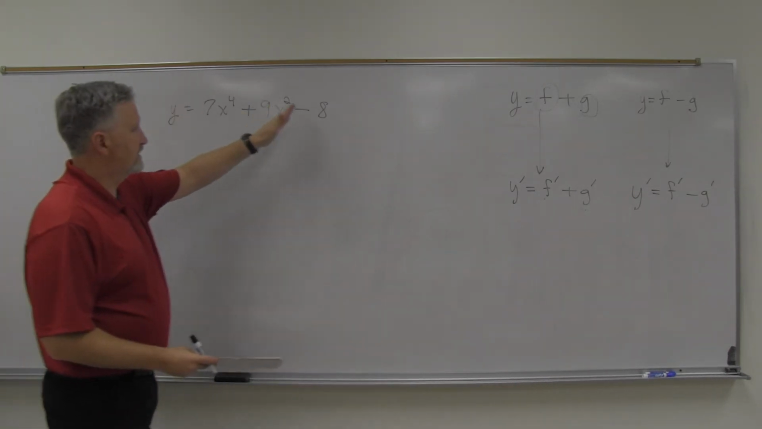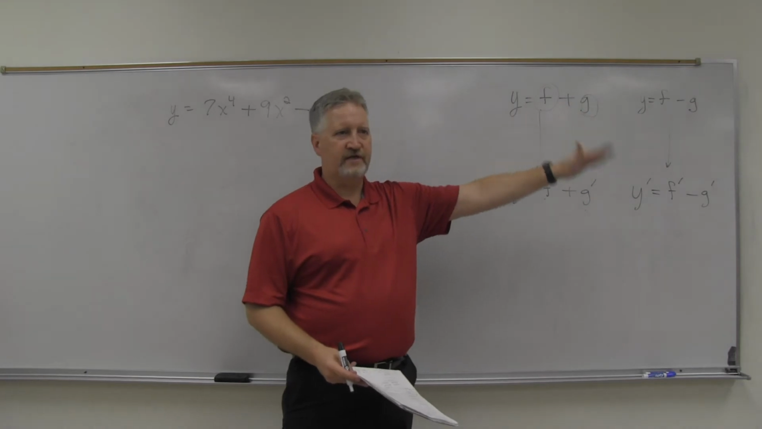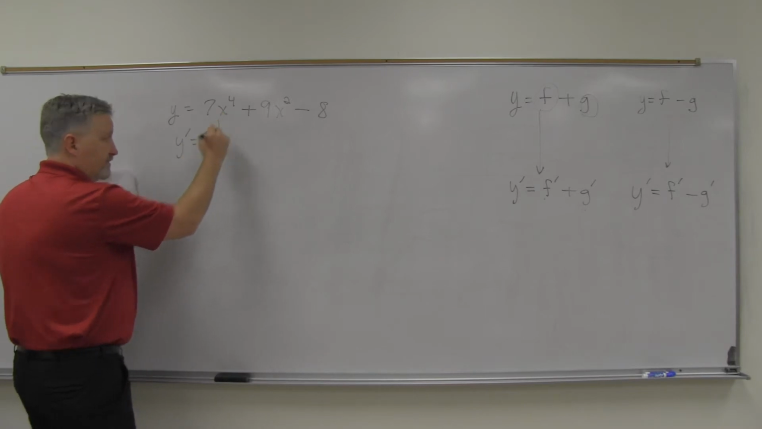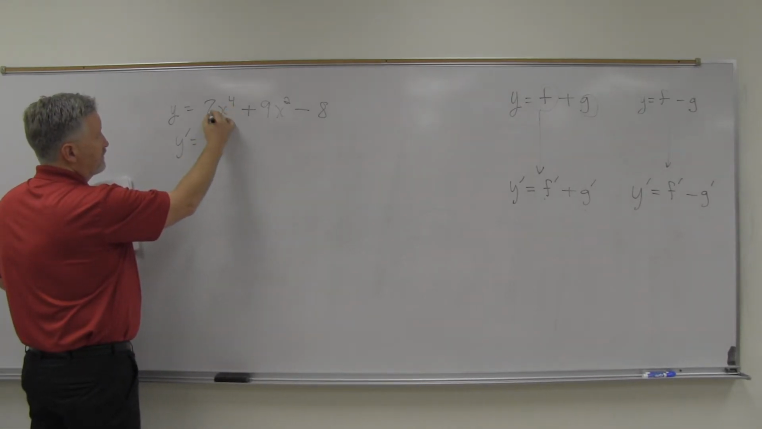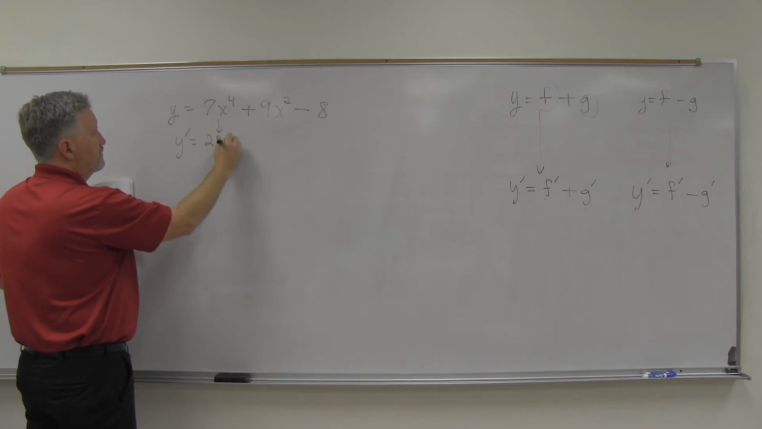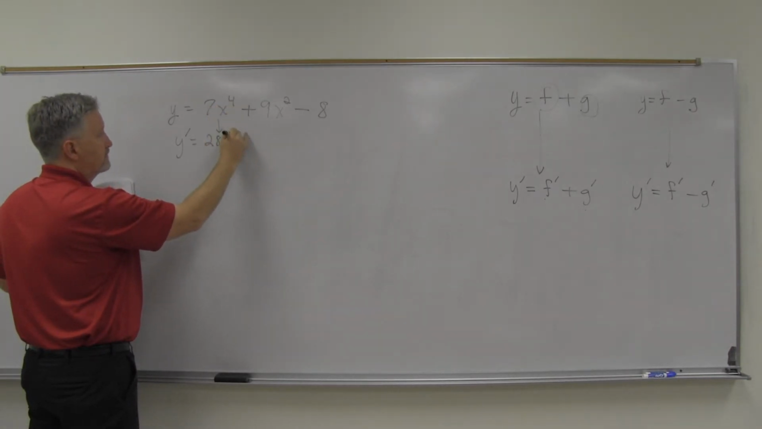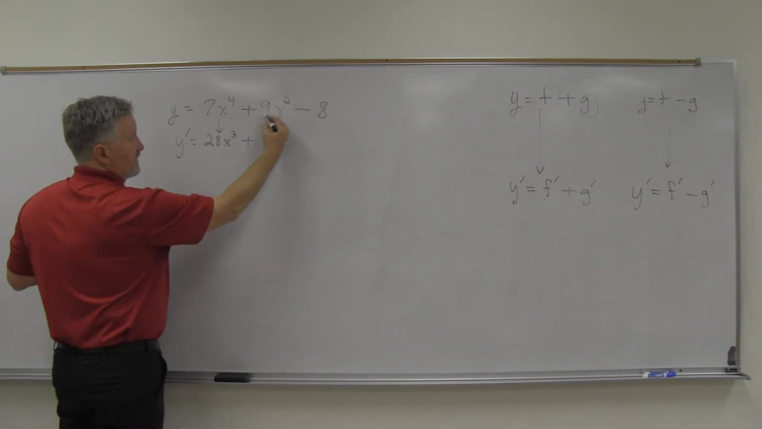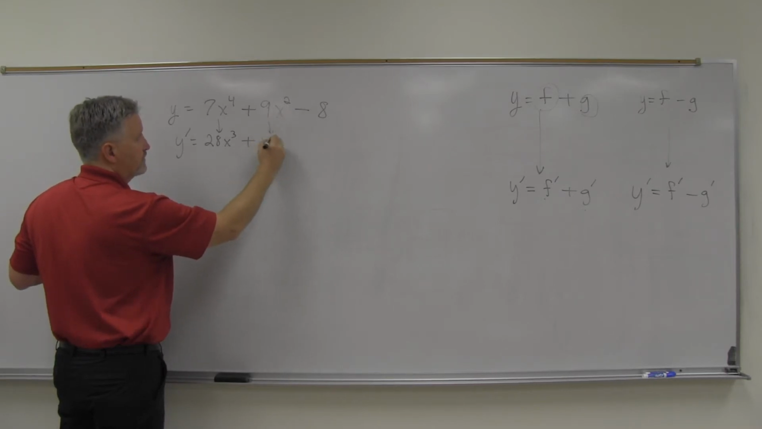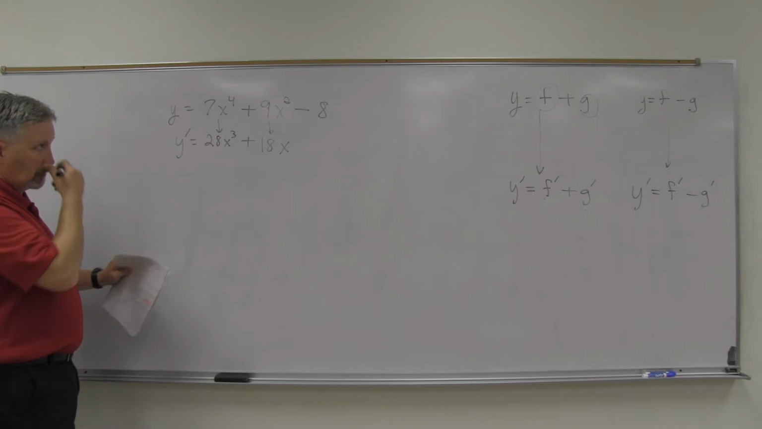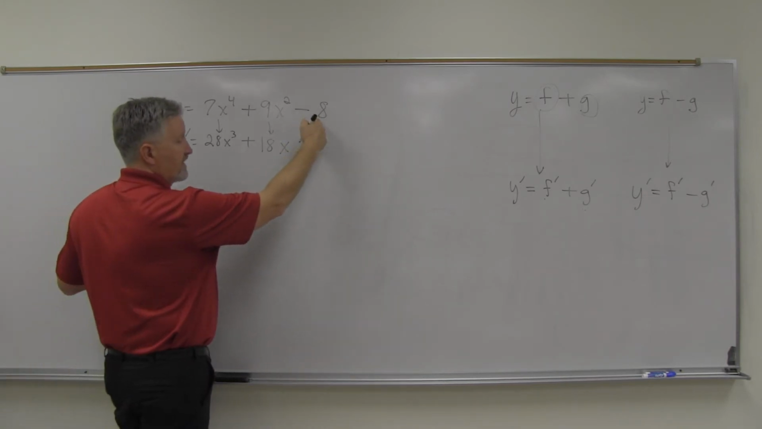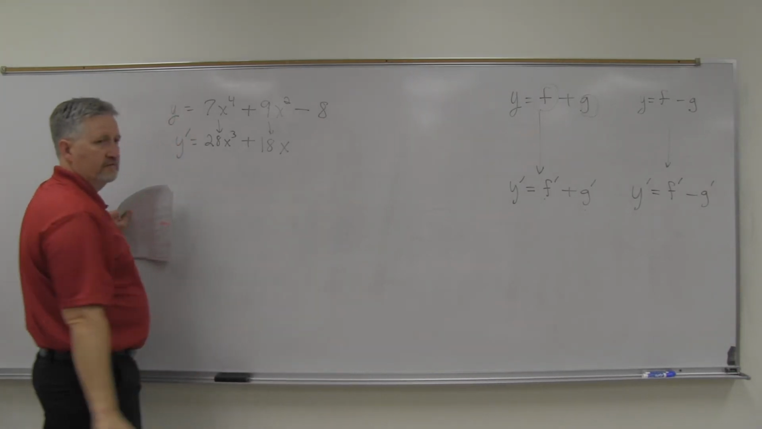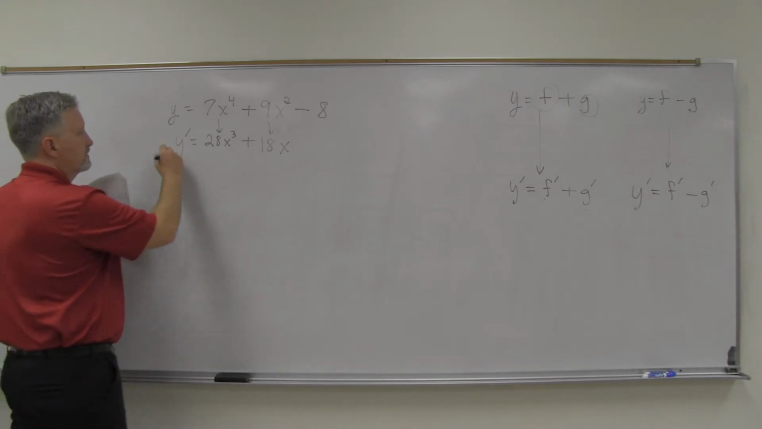Well, I've got plus and minus, plus and minus. We just do the individual derivatives and put them together. So the derivative of that: 4 times 7, 28, new power one less, x to the third. This is addition. Bring down the power: 2 times 9 is 18, new power, x to the first. And then that's a constant. The derivative of a constant is 0, so there's nothing. You don't have to write that. That's it.